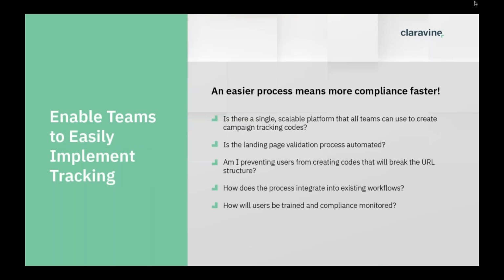Once you've aligned on the framework, you need to make sure that it's easy for the teams to actually implement this framework. And the easier it can be to create campaign tracking codes, the more compliance and results you'll get. So, the first question: is there a single scalable platform that all teams can use to create your campaign tracking codes? In this case, the solution that we were starting from was a number of different Excel spreadsheets, and that's where a lot of people are working right now, either through a proprietary platform or manual spreadsheets that are being maintained.